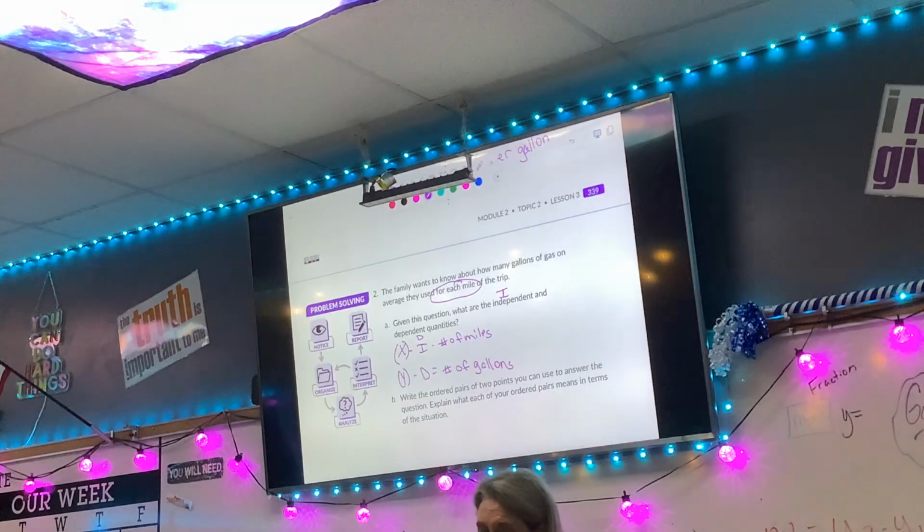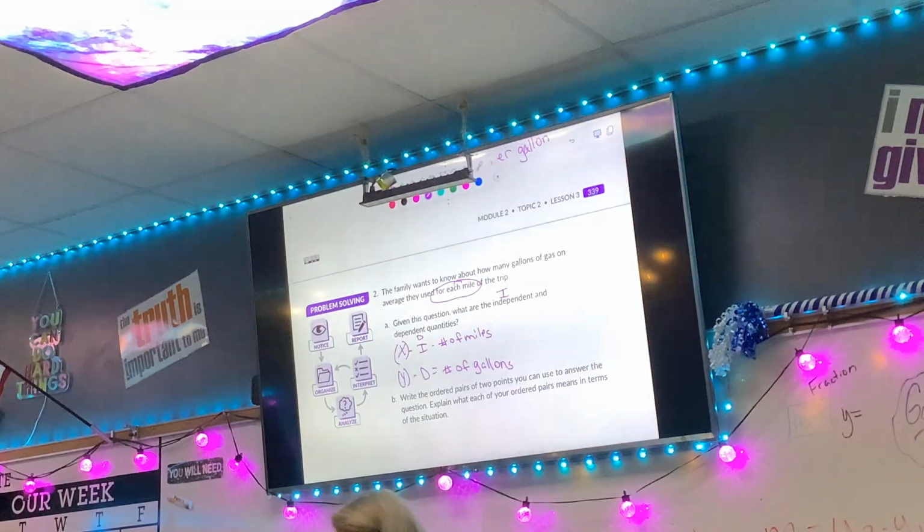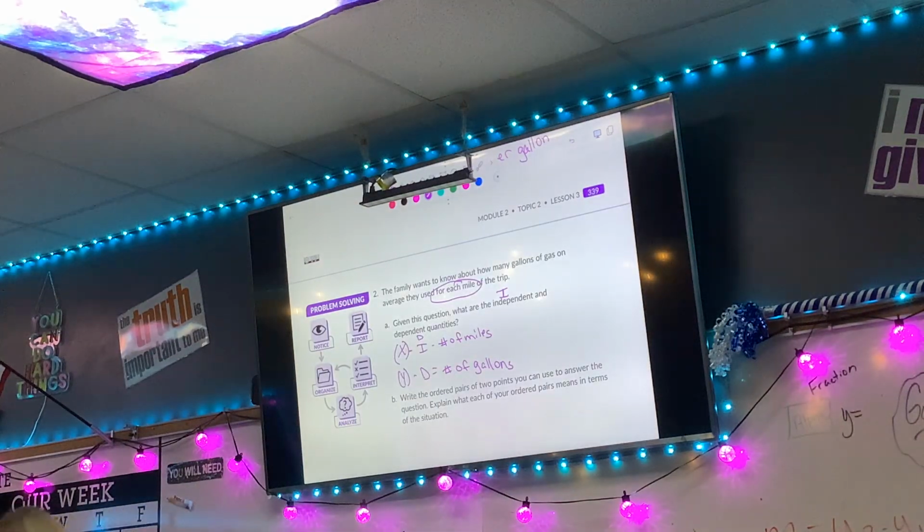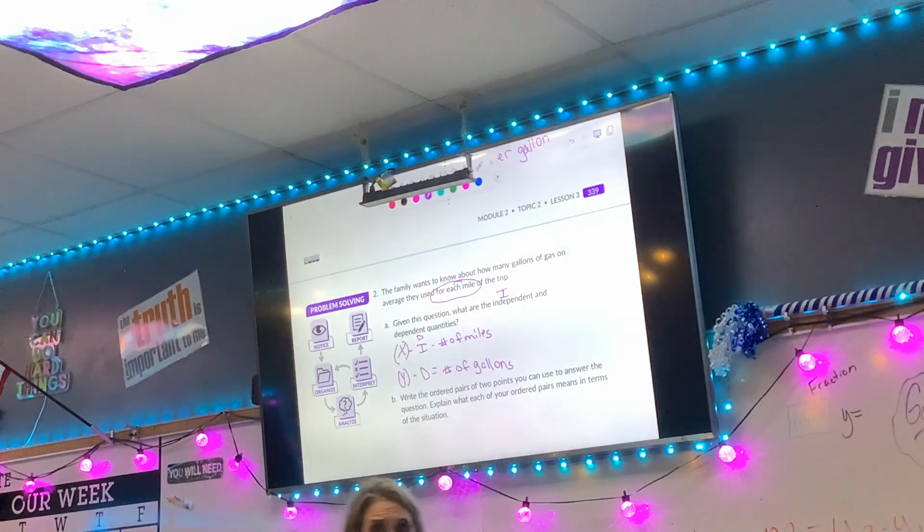So look at how that last one was asked when it was flip-flopped. It said, he was curious about how many miles per gallon their car would get. Do you see this one says how many gallons of gas used for each mile? Do you see why your letters have changed?